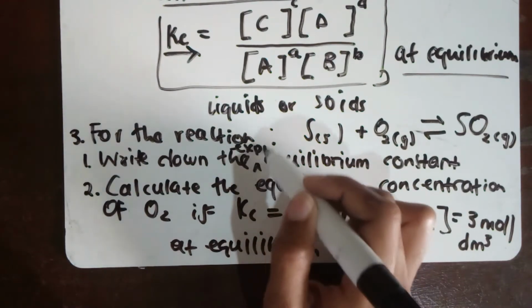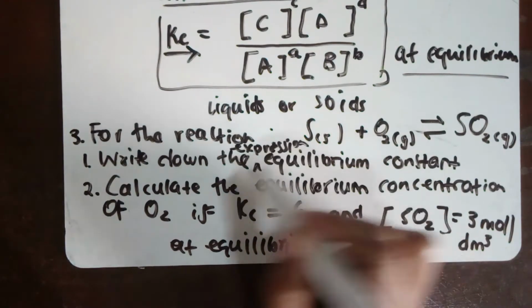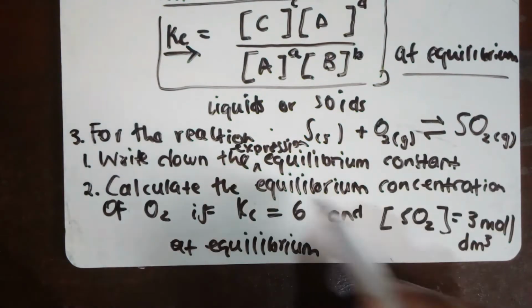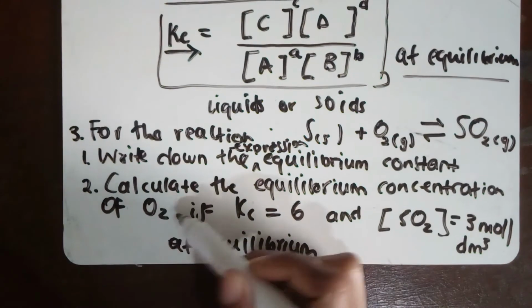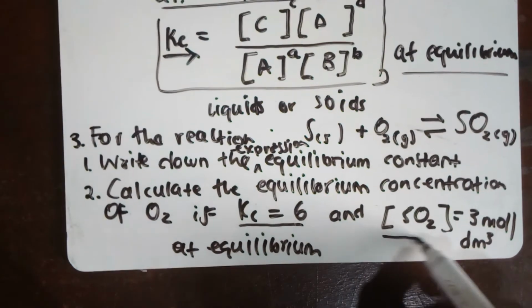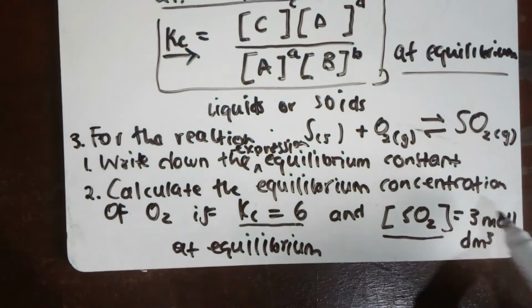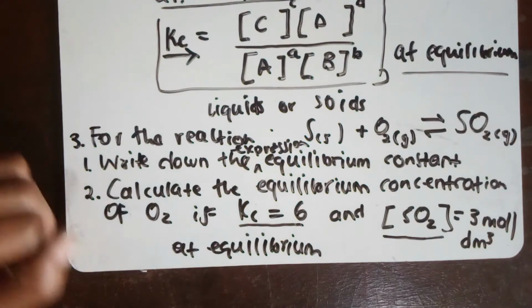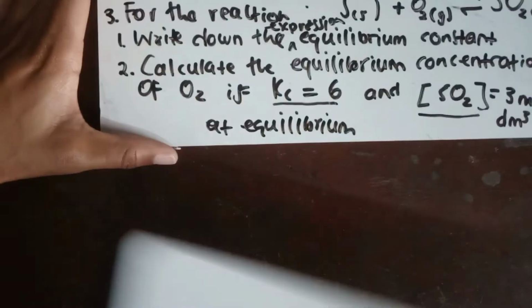We have to write down the expression for the equilibrium constant. And for the second question, we have to calculate the equilibrium concentration of oxygen if we are given the equilibrium constant to be 6 and the concentration of sulfur dioxide at equilibrium is 3 mol per cubic decimetre. Cool. So let us do this question quickly.